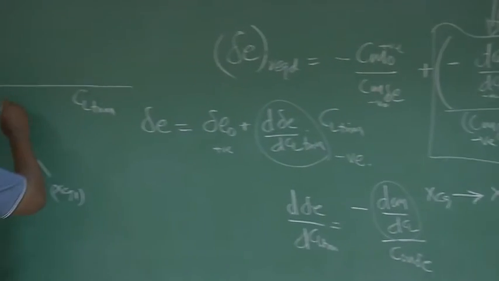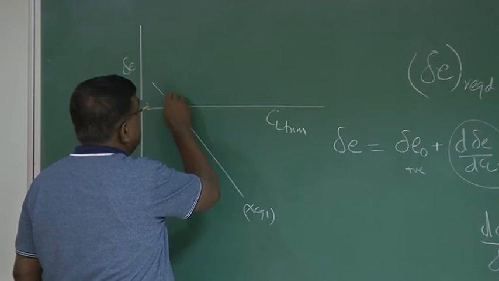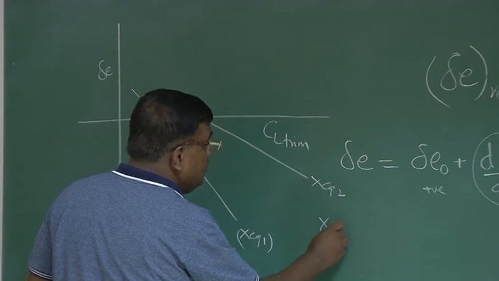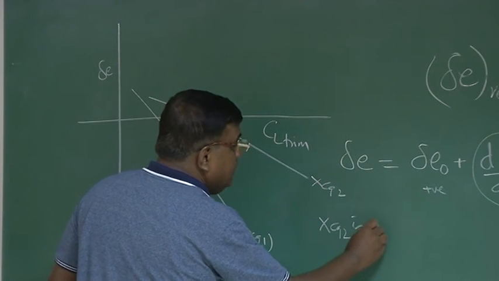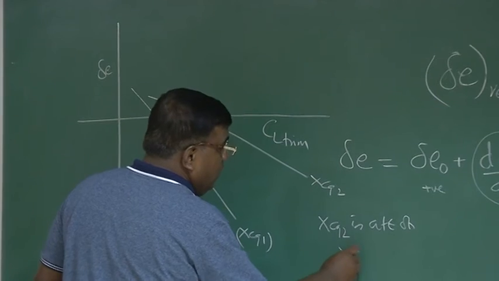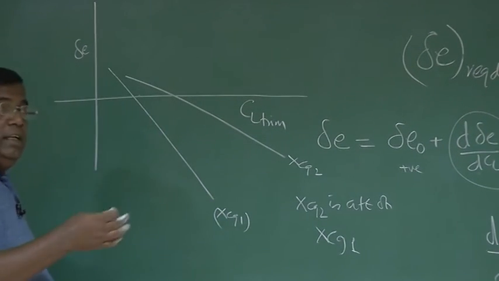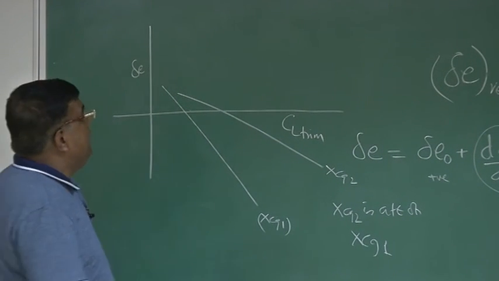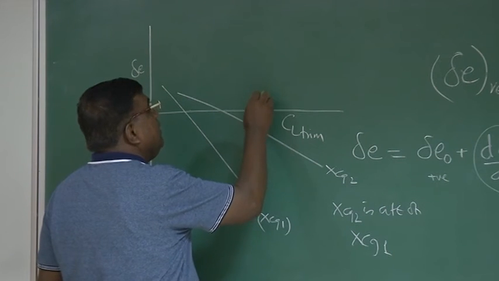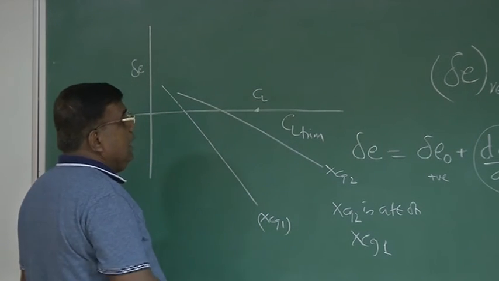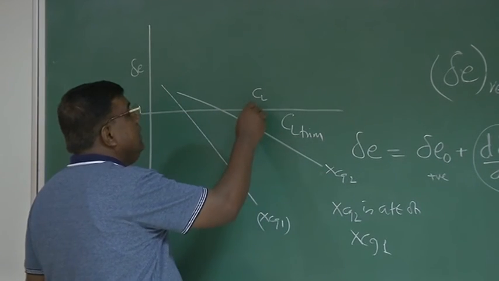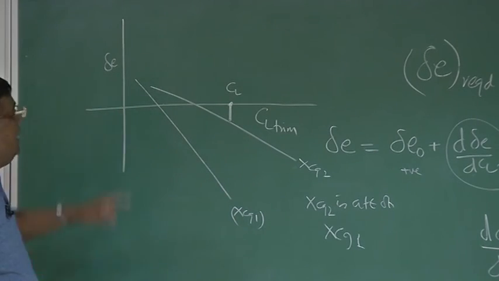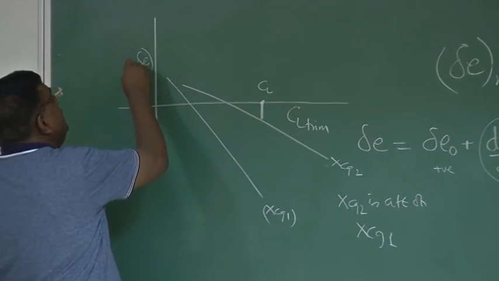So if this is XCG1, then this is XCG2, where XCG2 is aft of XCG1, that means XCG2 is behind and closer to the neutral point. Now from here you could see again that if I want to trim this aircraft for a particular CL, and I have this CG configuration, then I have to give this much of elevator deflection. This is delta E required.